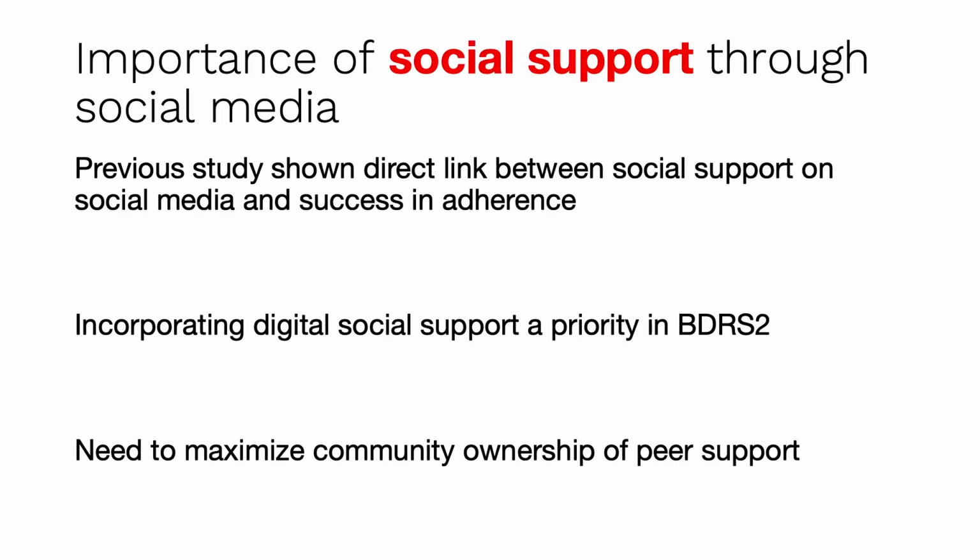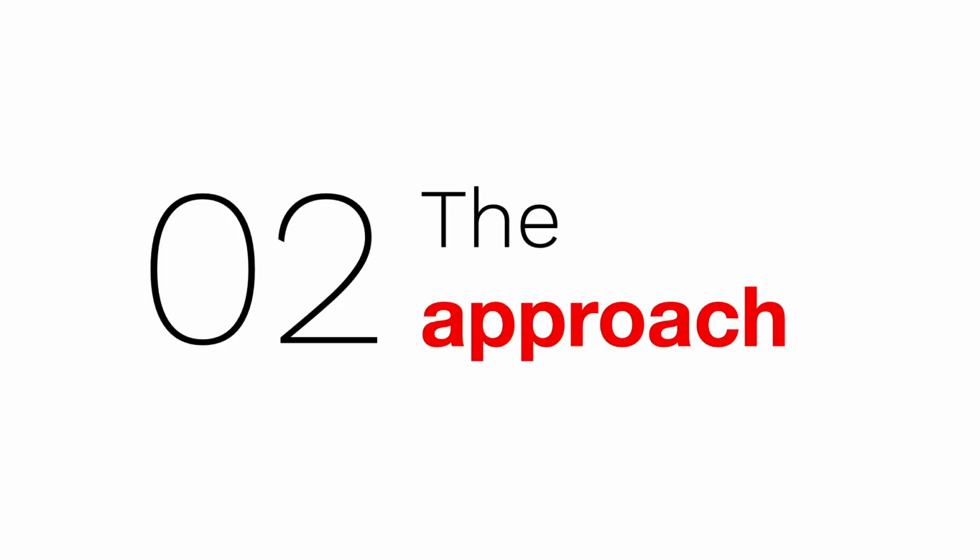It was identified in the previous study that access to group support through the use of messaging and social media was very important, so the incorporation of social media in the design of social support was a priority. As we wanted to maximise the community ownership of peer support, the decision was made to adopt an unplatform design approach in the design of the peer support system.